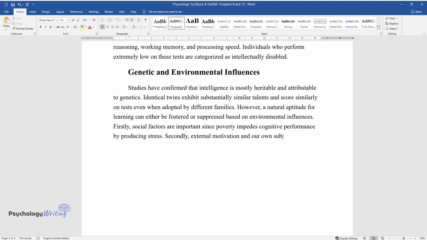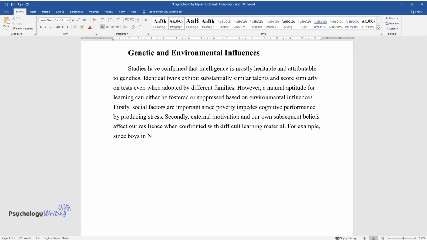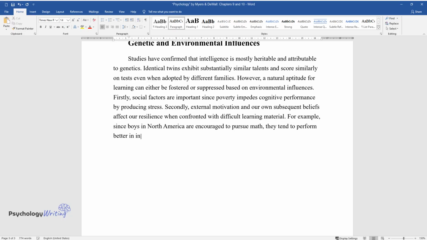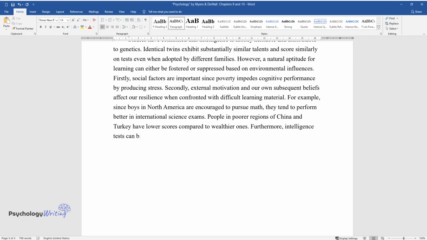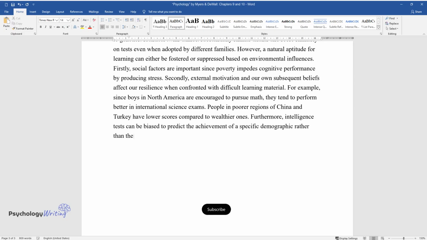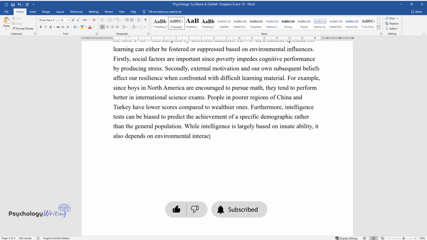Secondly, external motivation and our own subsequent beliefs affect our resilience when confronted with difficult learning material. For example, since boys in North America are encouraged to pursue math, they tend to perform better in international science exams. People in poorer regions of China and Turkey have lower scores compared to wealthier ones. Furthermore, intelligence tests can be biased to predict the achievement of a specific demographic rather than the general population. While intelligence is largely based on innate ability, it also depends on environmental interactions.